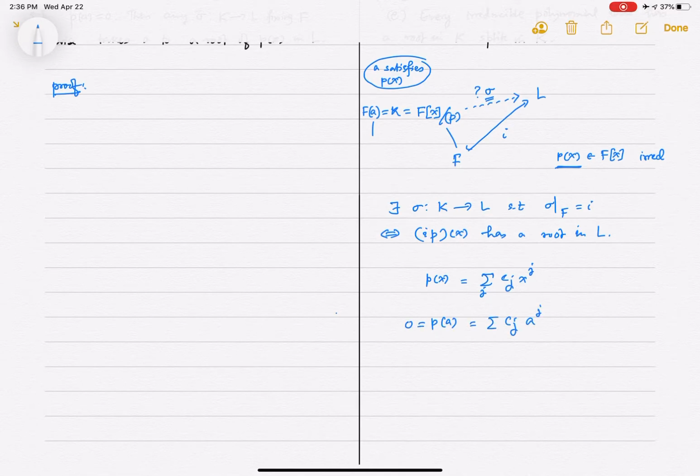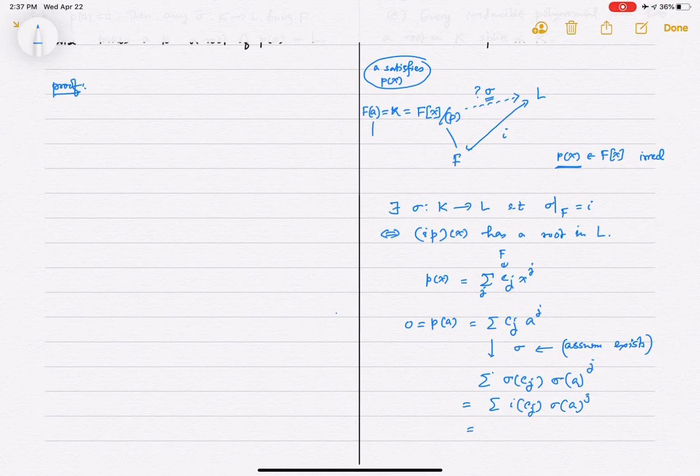The sum of c_j A to the j is 0. And you apply sigma to it if there was a sigma. Assume it exists, like up there. Then, first of all, it's a ring homomorphism, so you can break it up like this. Sigma of c_j times sigma of A to the j, because the power also breaks up. And then sigma of c_j is just I of c_j, because sigma restricted to F is just I, and these c_j's live in F.